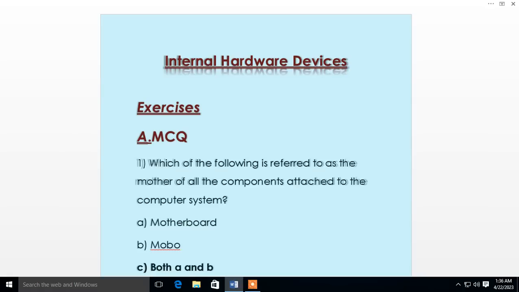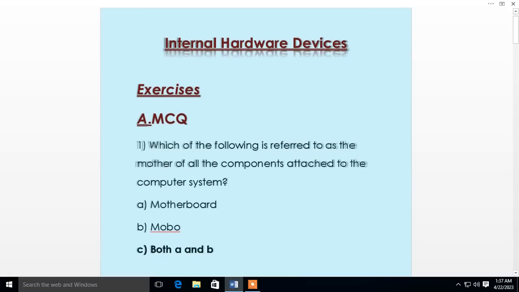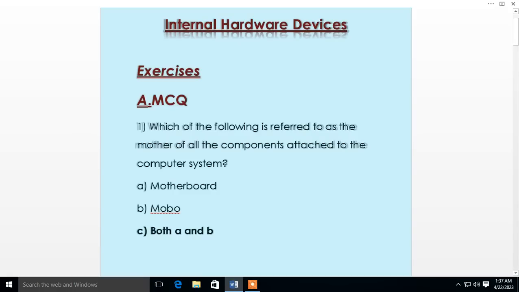Part A can come in the MCQ pattern, where you will find the questions and you have to choose the correct answer. I have done one solution for this. For example, which of the following is referred to as the mother of all components attached to the computer system? Here you will see that the motherboard is one option, MOBO is another, and the third option is both A and B.